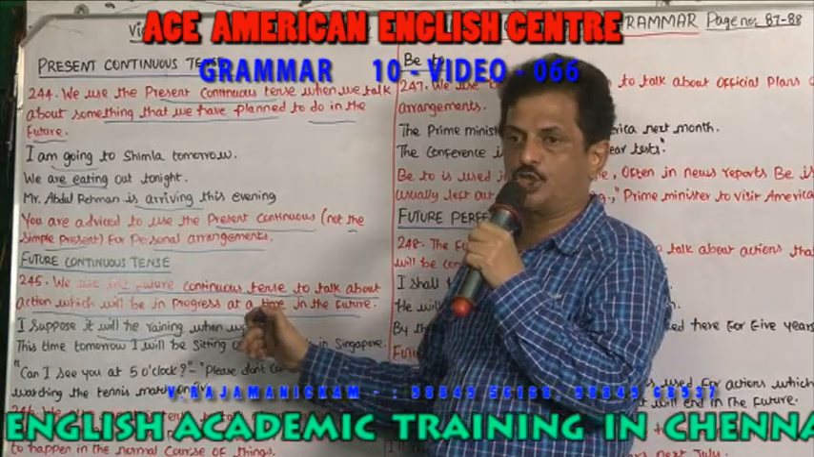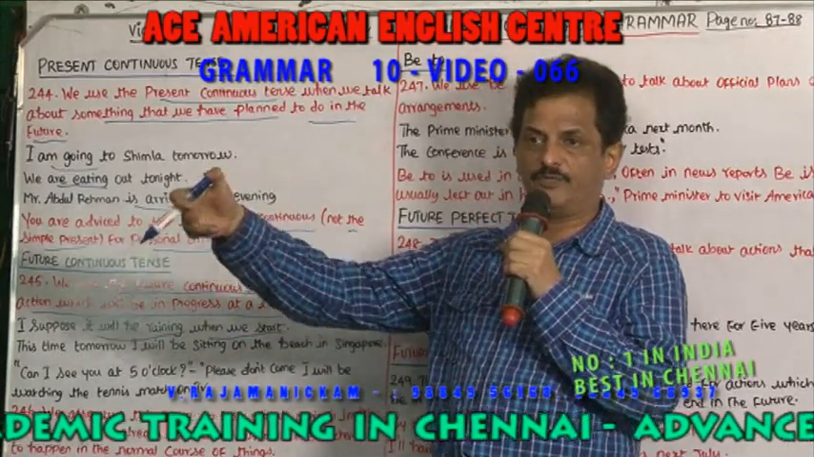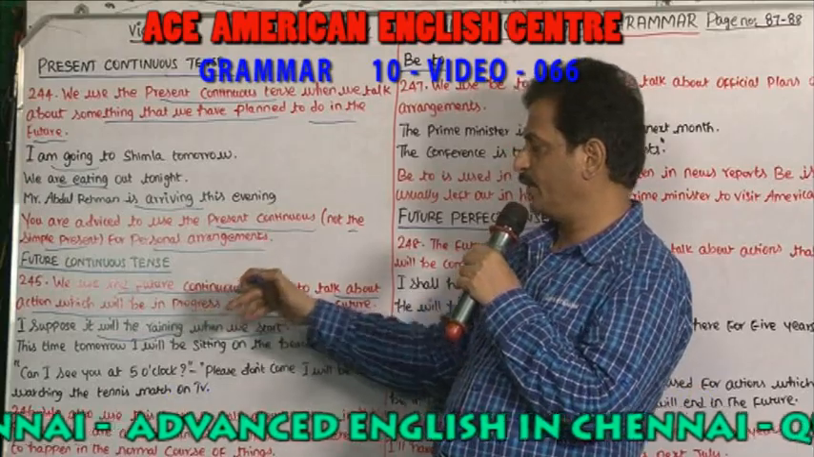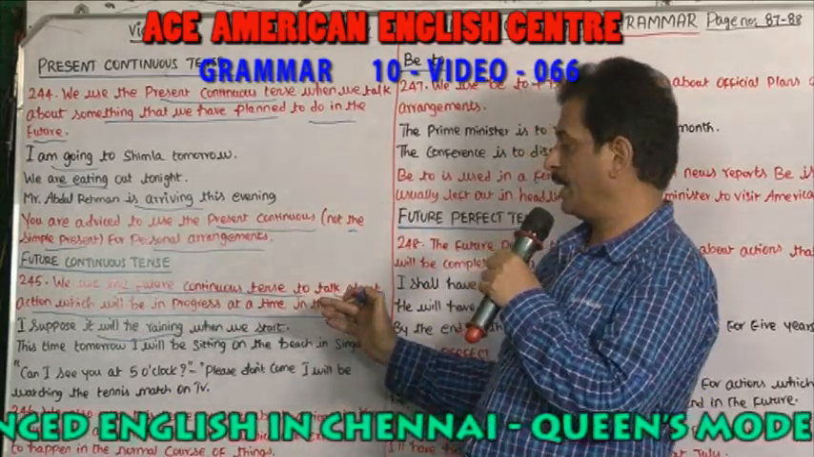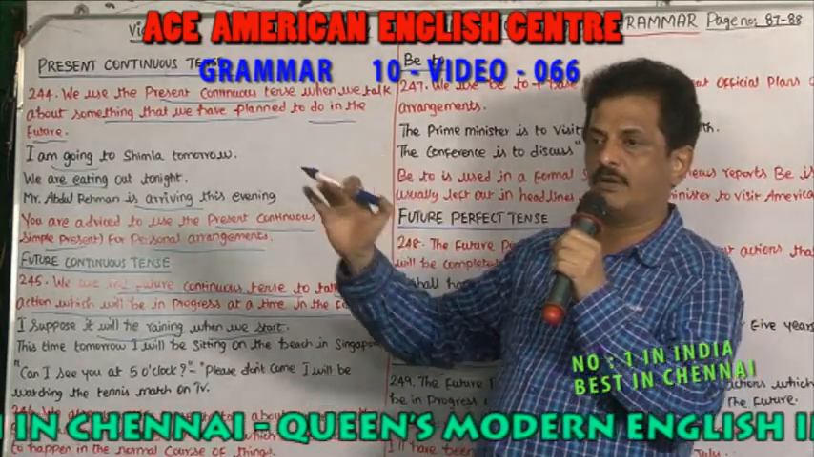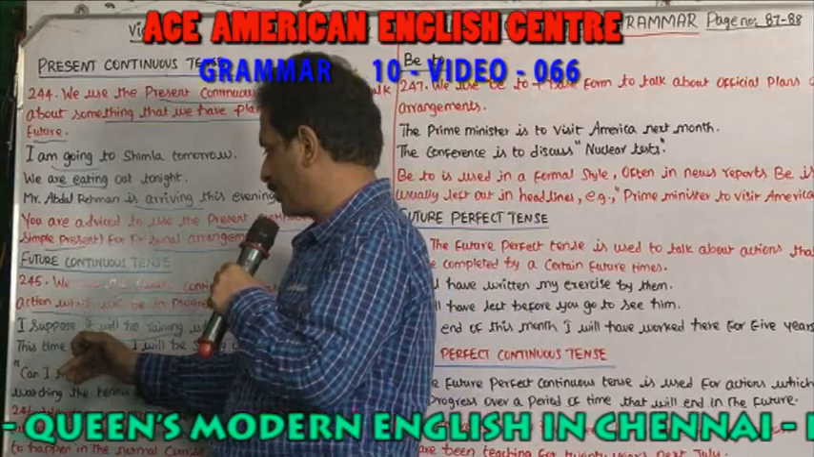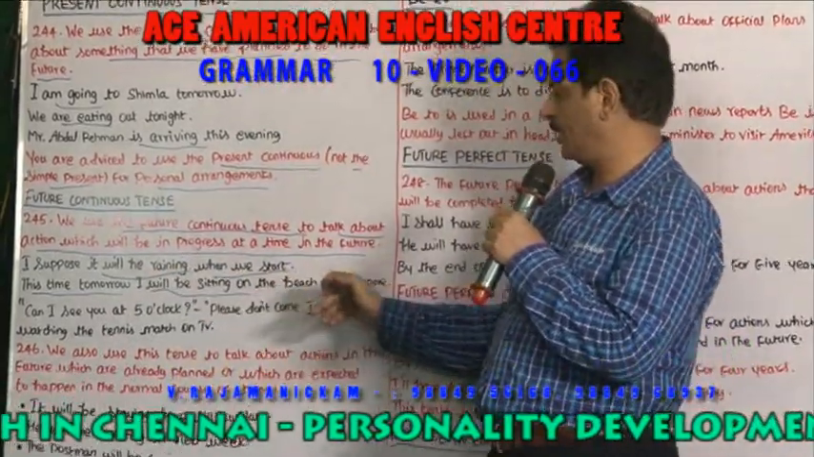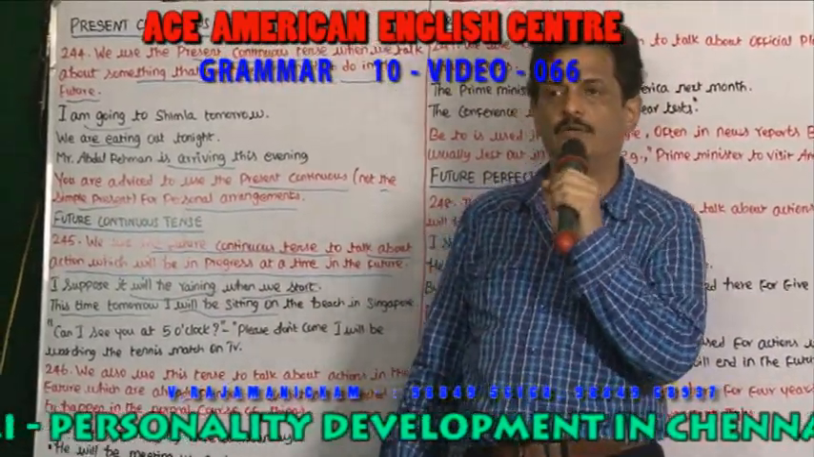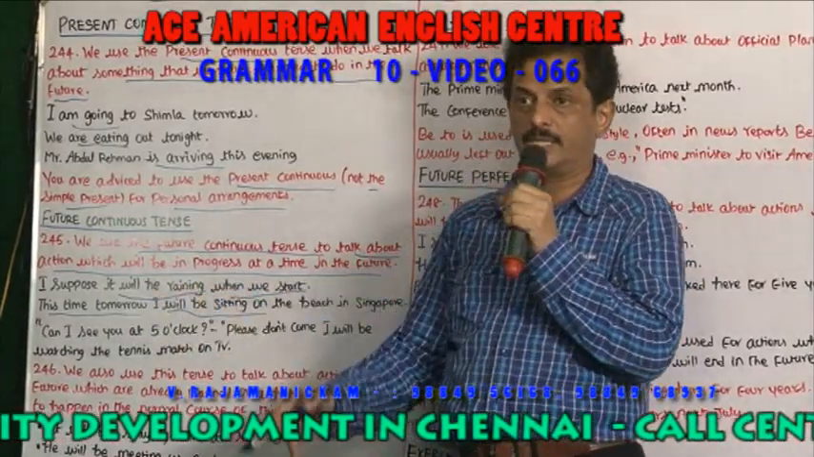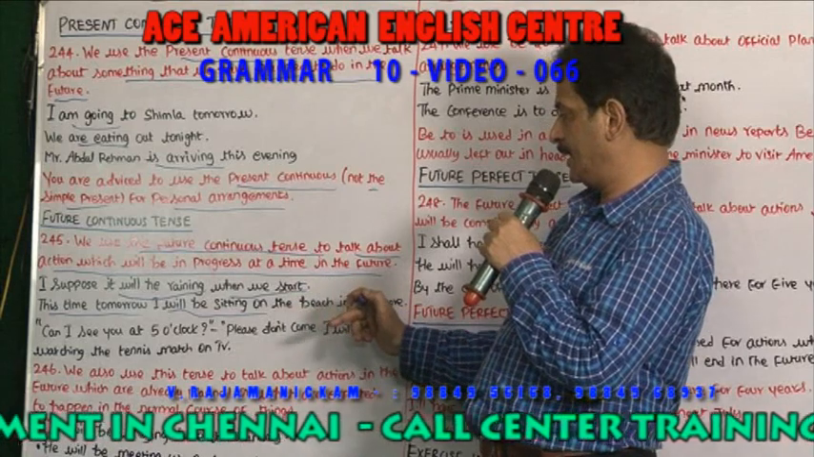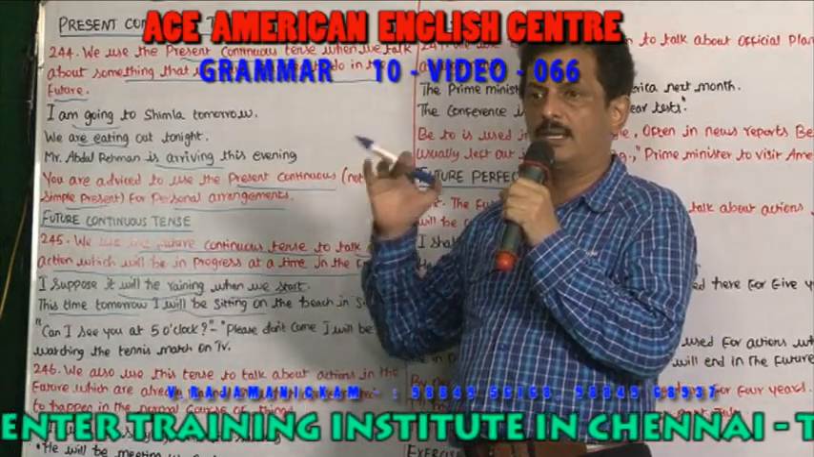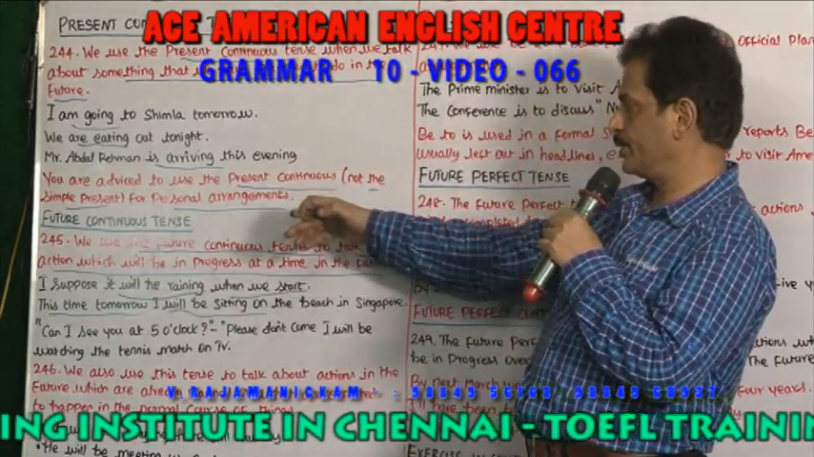See, "when we start" is future. It will be raining. At the time of our starting, the rain will be pouring. So to talk about an action which will be in progress at a time in the future, you are using "will be raining." This time tomorrow, see, it is in the future. I will be sitting on the beach in Singapore. Today you are leaving from Chennai, and this time tomorrow, same time 6:40, I will be sitting on the beach in Singapore. So in the future, one particular action will be in progress at that particular time. There you are using future continuous.